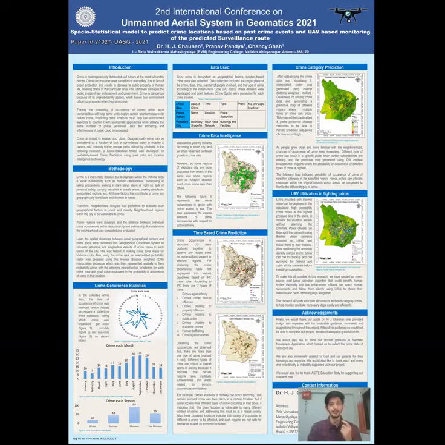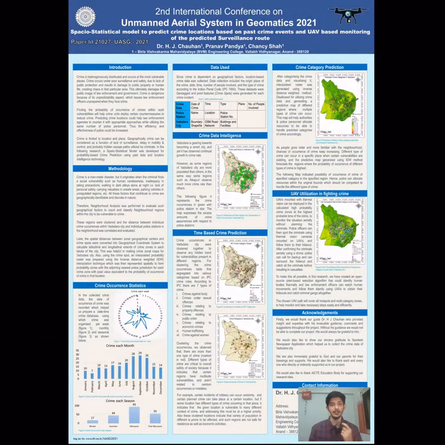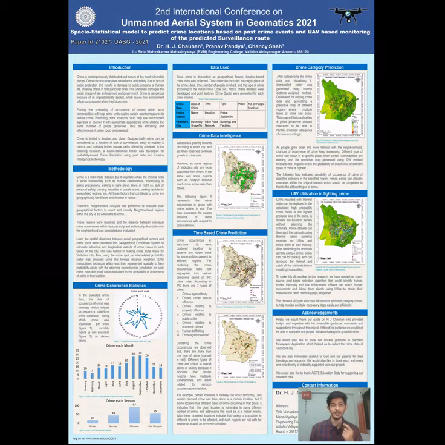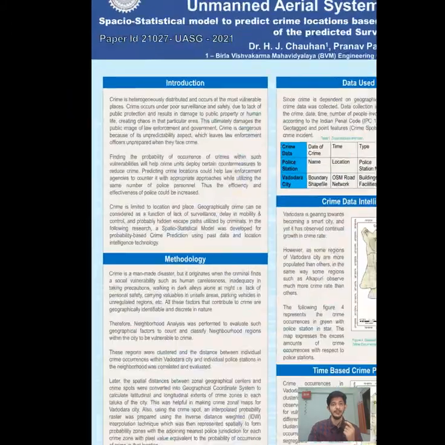Good morning. So today we are going to present the poster titled Spatio-Statistical Model to Predict Crime Locations based on past crime events and UAV based monitoring of predicted surveillance route. This paper is prepared by Dr. Chauhan, Pranav Pandya, that is me, and Chansi Shah. We are associated with Birla Vishvakarma Mahavidyalaya Engineering College. Our paper ID is 21027 UASG 2021. So without any delay, let's get started.